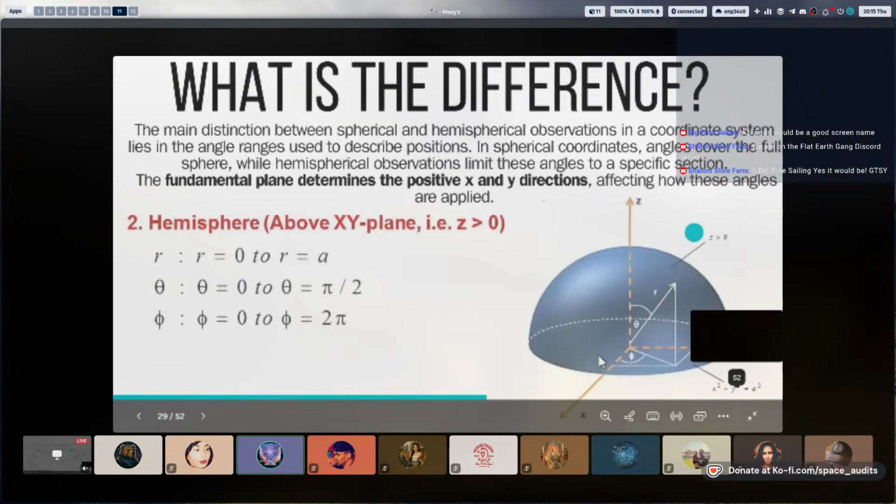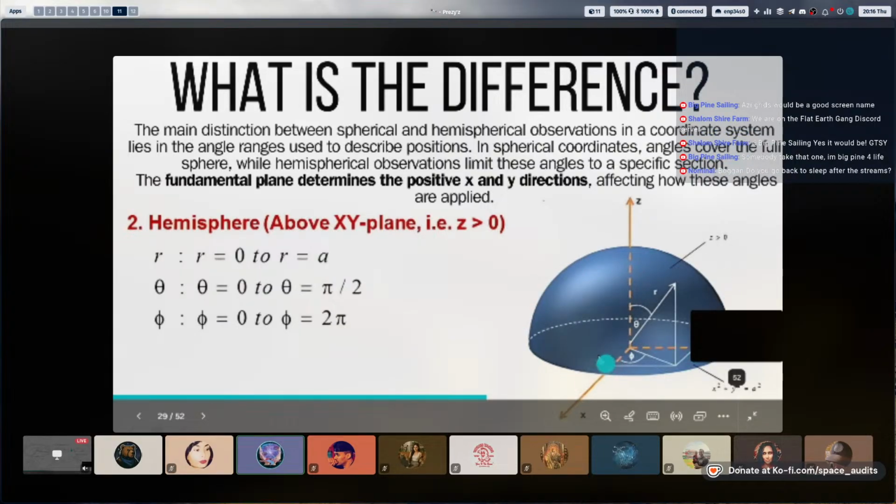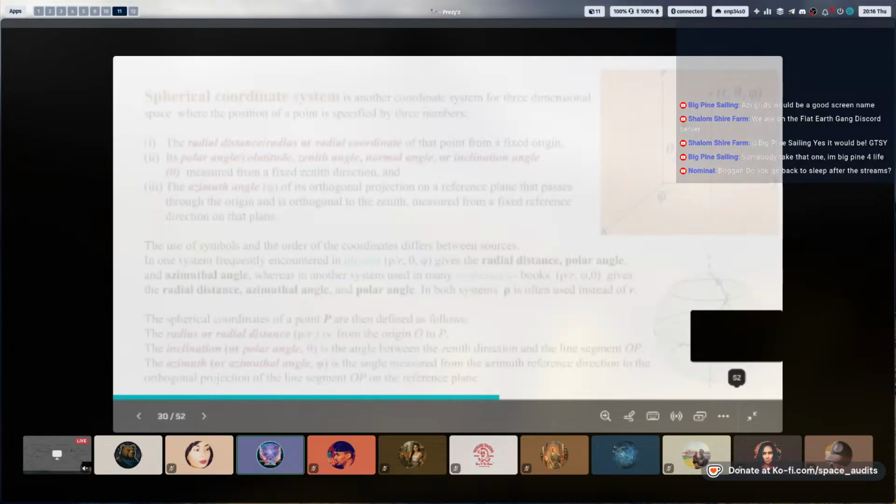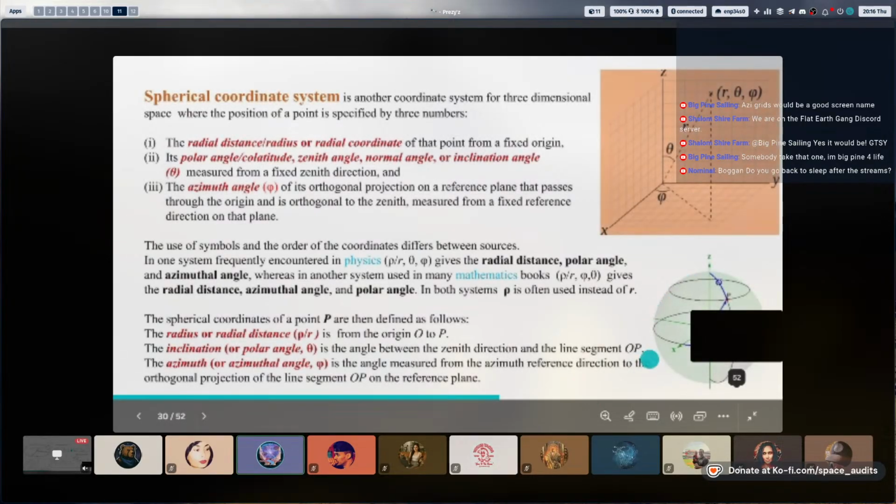So the main difference we're trying to put forth here is that if we have a hemisphere of observability with a fundamental plane, then what's the difference between representing something hemispherically like this or spherically like this? And again, this is the same point. This just has a negative z value.